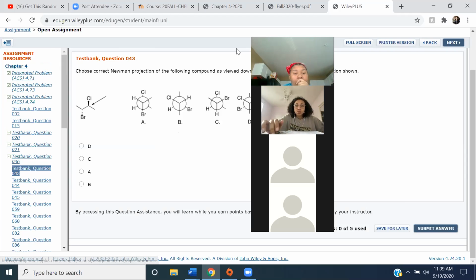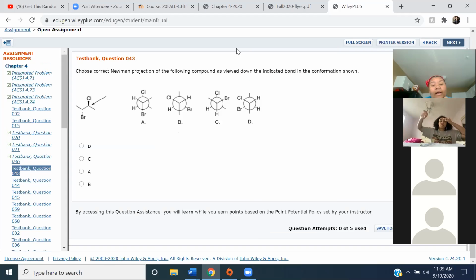Next one. Choose the correct Newman projection of the following compound as viewed down the indicated bond in the conformation shown. That shouldn't have been as hard as it was. Okay. Let me see. So I have my Cl at the top. Cl is going to the left.